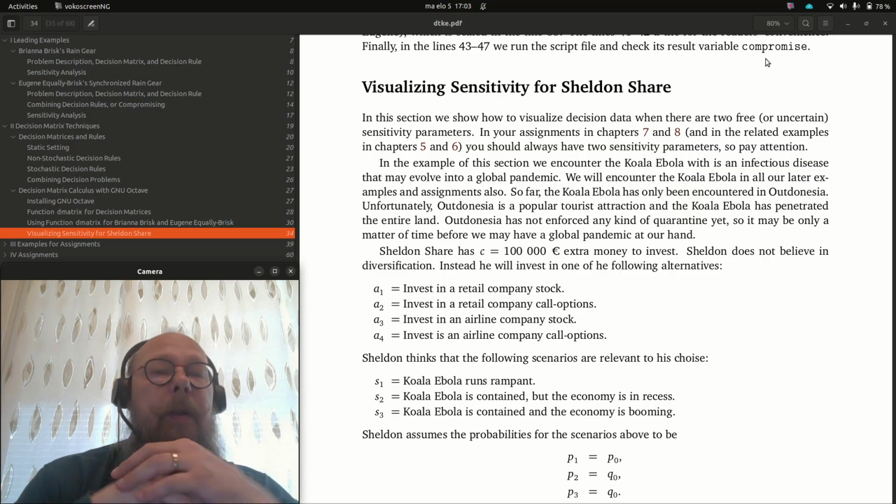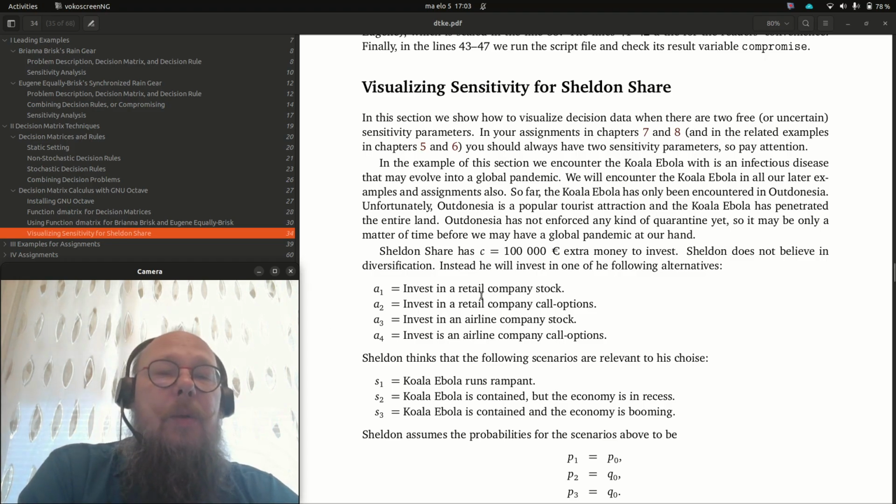There are four different investment possibilities for Sheldon Shore. A1 is to invest in retail company stock, and then a bit more boldly, A2 is to invest in retail company call options, so using financial derivatives here. Then A3 is to invest in an airline company stock, and A4, more boldly, is to invest in airline company call options. So these are the four alternatives, and no diversification. Instead, Sheldon will use one of these investments.